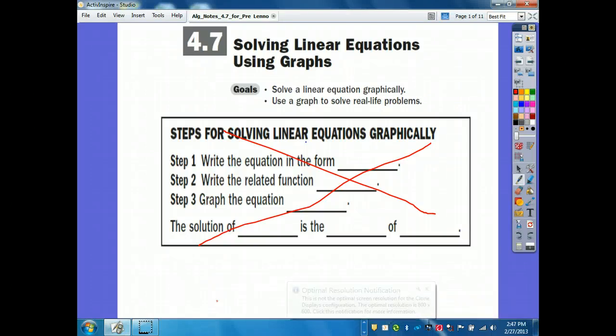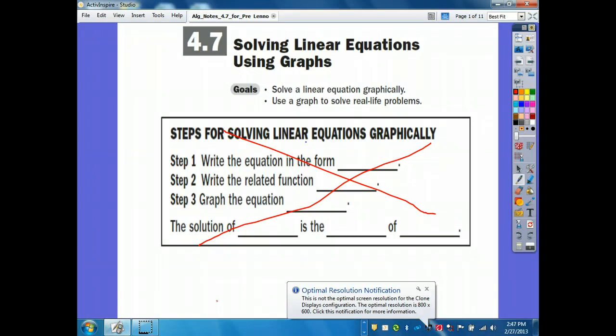4.7, solving linear equations using graphs. Now we're really only going to do the last part of the notes, go right to the examples because that just makes it the easiest to understand. And then I have your worksheet, what it looks like up on this, and we'll go over a couple of those together so you know what to expect and what your homework looks like.